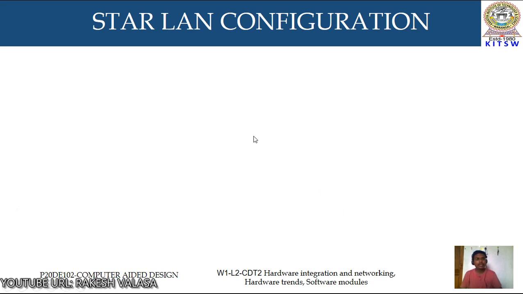Here, three different types of LAN topology are available. The first one is star LAN configuration, or star LAN topology. The second one is ring LAN configuration. The third one is bus LAN configuration. Let us discuss star LAN configuration.